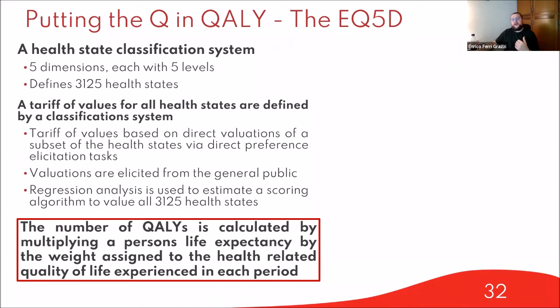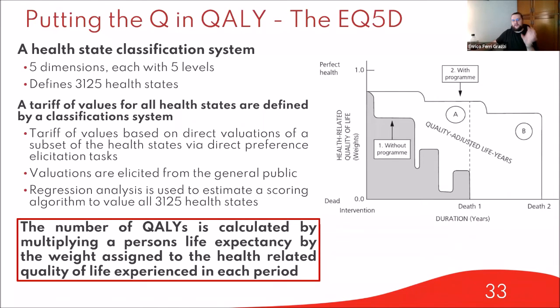Now, EQ5D specifically has 5 dimensions and 5 levels, so it can define 3,125 different health states, and each is valued by a tariff that is derived from the general public, as I mentioned before. I'm not going to go through the calculation process again, but it's an algorithm and some cool statistical stuff, which probably will sound boring. Essentially, the number of QALYs is calculated by multiplying a person's life expectancy by the weight assigned to the health-related quality of life experienced in each period.